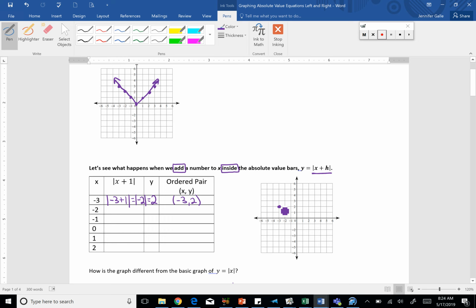And if you're feeling comfortable with this computation stuff, guys, if you want to work ahead of me on this table, you're more than welcome to. If you need to stick with me, that's fine. Next up, instead of x, we're going to put a -2 there. We have to do the addition first. We get -1. Absolute value is 1.